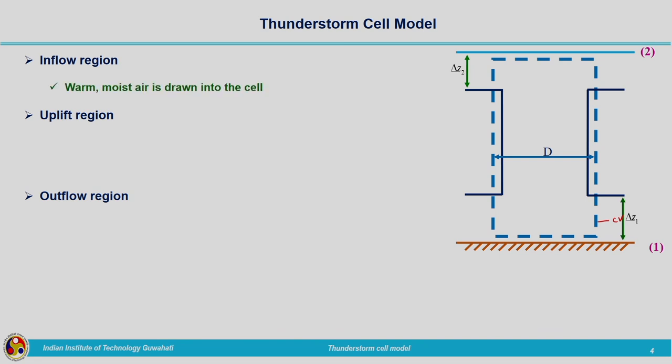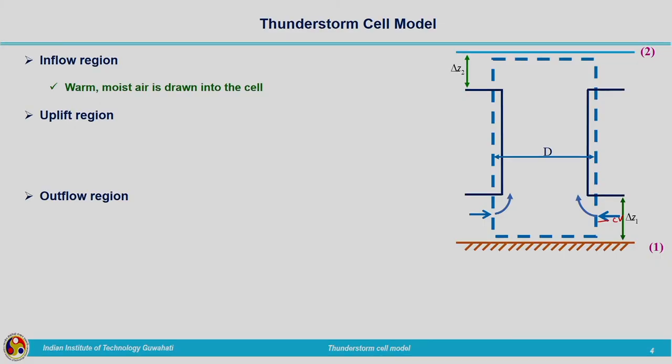Warm moist air is entering into the cell through the inflow region. So, you can see here moist air is entering into the cell, that is near the ground surface we will have the moist air. Due to evaporation, water from the water bodies is converted into water vapor, and the air which is very close to the ground surface will be carrying moisture. So, that moist air will be entering into the cell through the inflow region. So, it will be rising due to convective action within the uplift region.